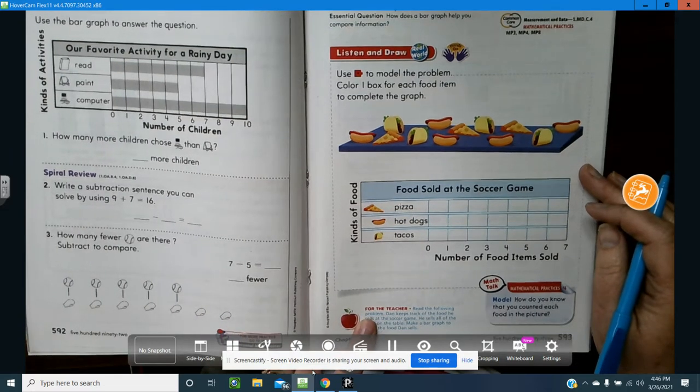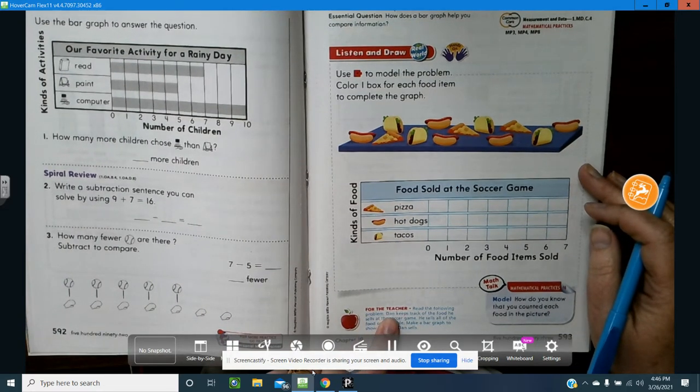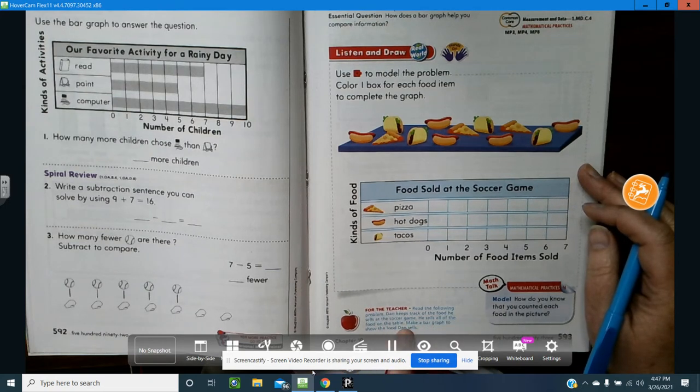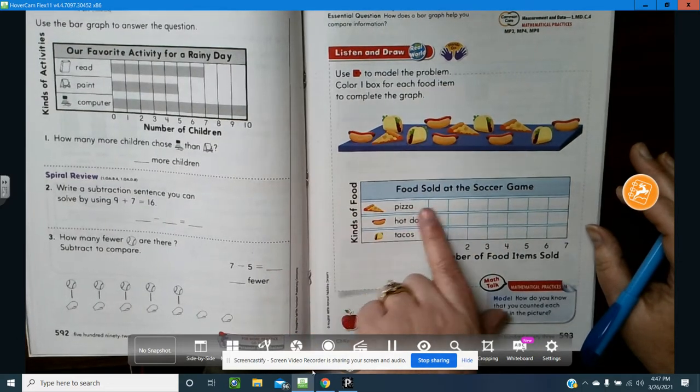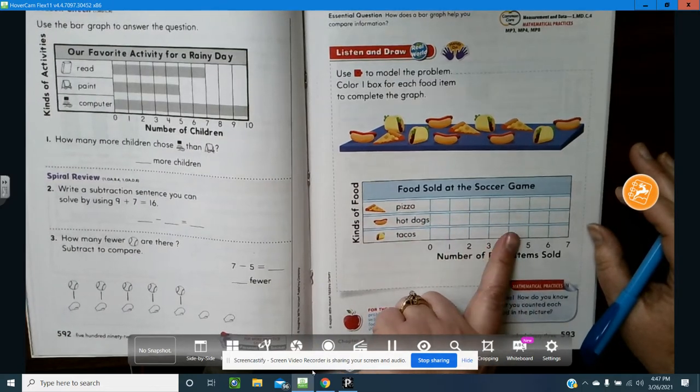This story says, read the following problem. Dan keeps track of the food he sells at the soccer game. He sells all of the food on the table. Make a bar graph to show the food that Dan sells. So this time they gave us the picture, but we have to make our own bar graph.